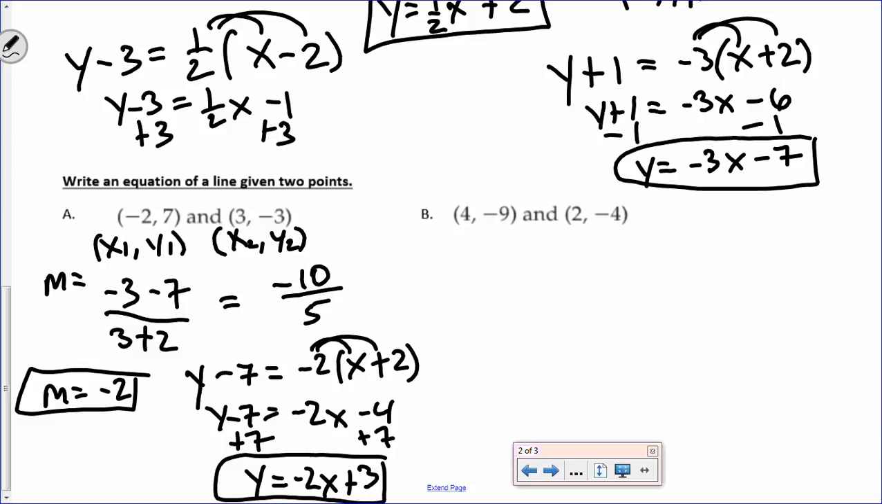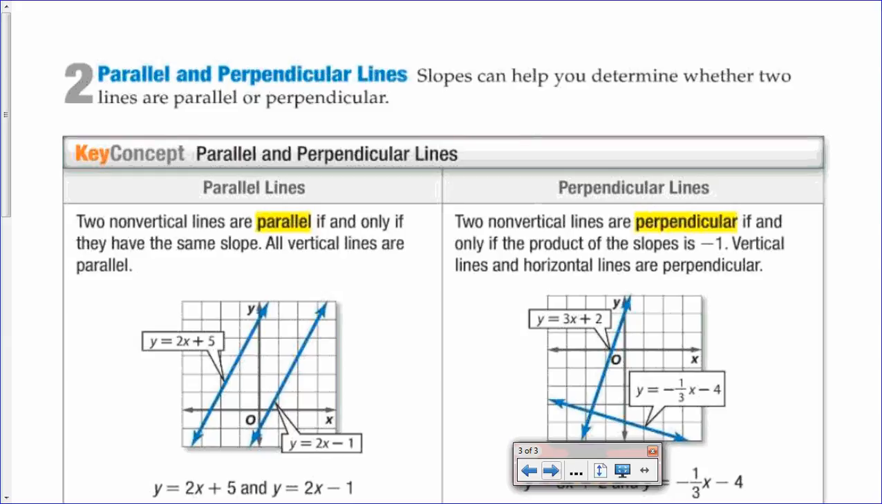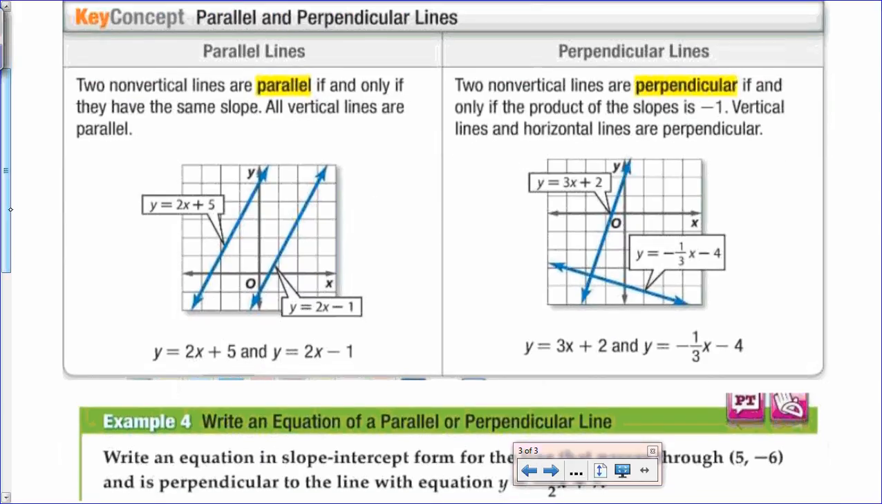All right, so let's go ahead and look at parallel and perpendicular lines. Looking at these, we need to just understand the main concept. Parallel lines don't intersect, and their slopes are going to be the same. The slope of parallel lines is the same, and you see that here in the example given. We have the lines y equals 2x plus 5 and y equals 2x minus 1. Those lines are parallel and their slope is both 2. So parallel lines have the same slope.